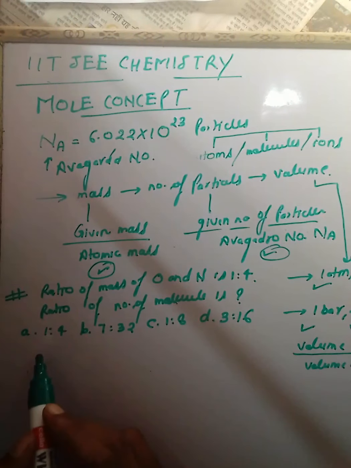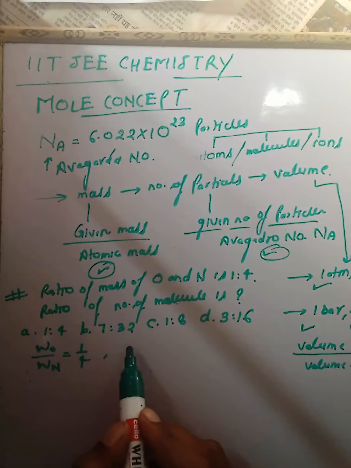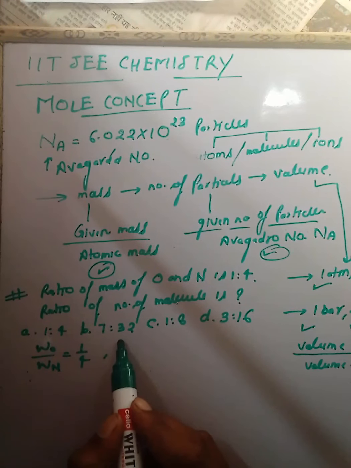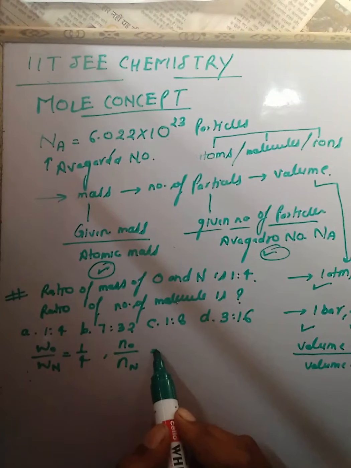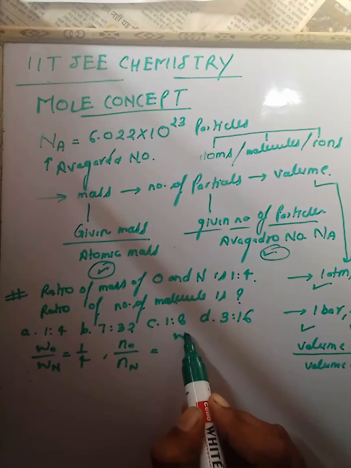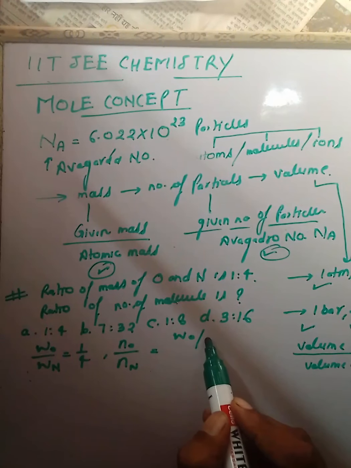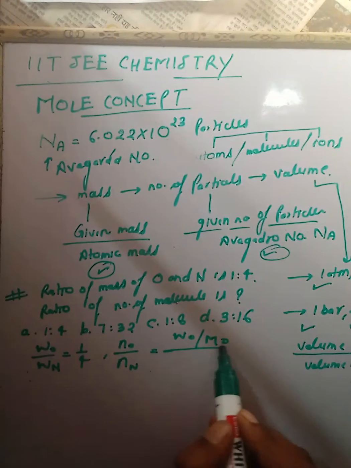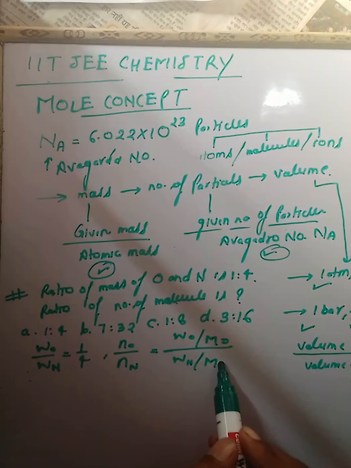So here we have mass of oxygen versus mass of nitrogen equal to 1/4, and the number of moles of oxygen versus the number of moles of nitrogen equals mass of oxygen over molar mass of oxygen, versus mass of nitrogen over molar mass of nitrogen.